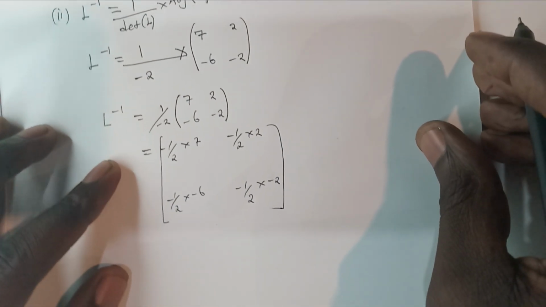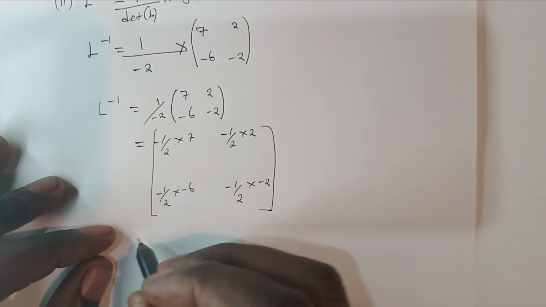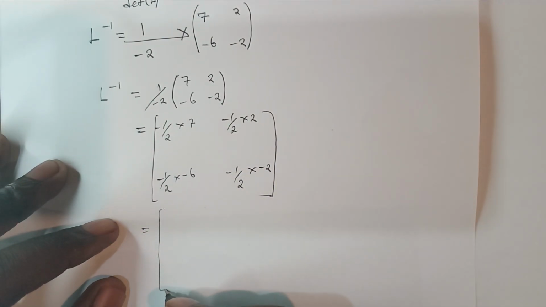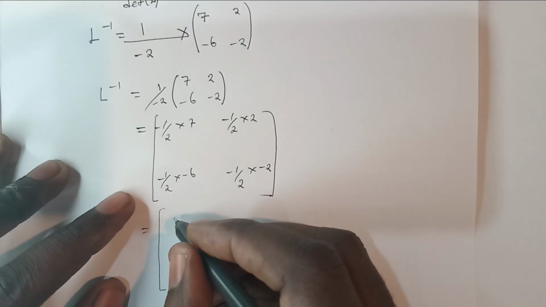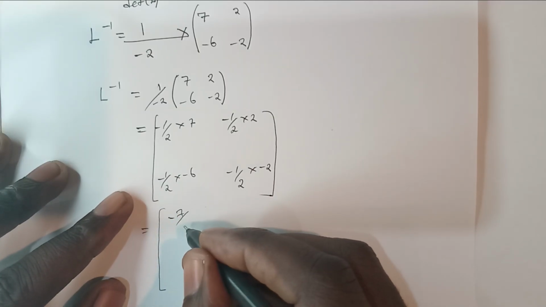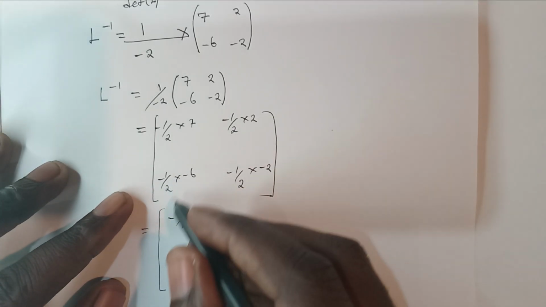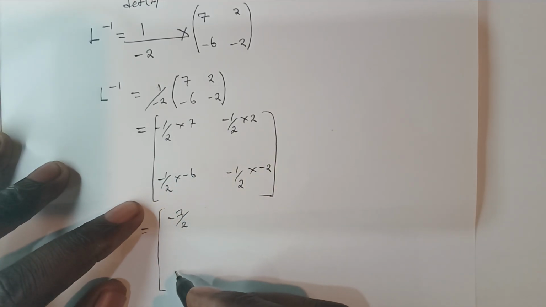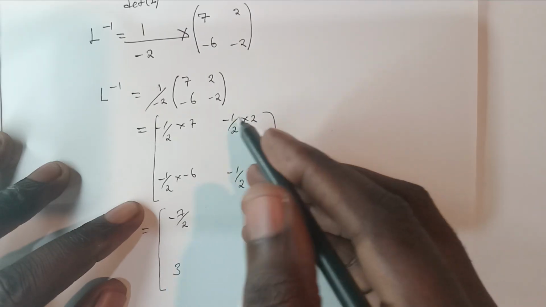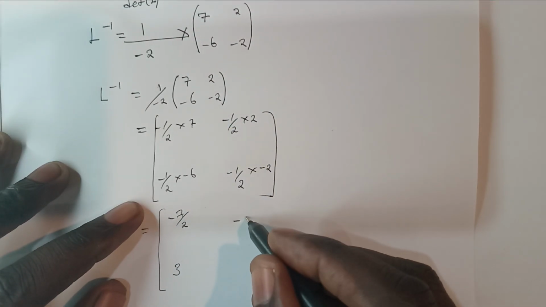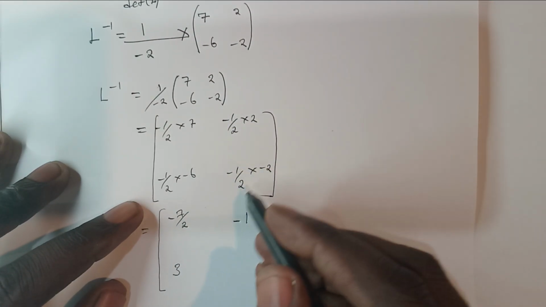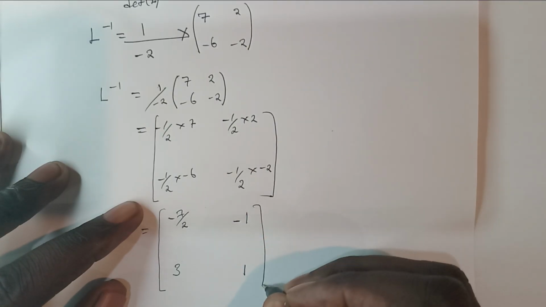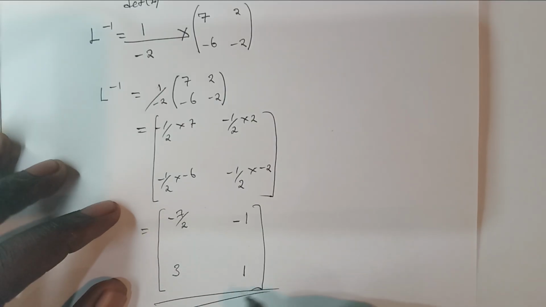Okay. So from there, we can simplify, and we just open the matrix. So when we multiply, we are going to get negative 7 over 2. Here, we're going to get a positive 3. There, we get a negative 1. And then here, we get a positive 1. And this is going to be the solution to the second part.